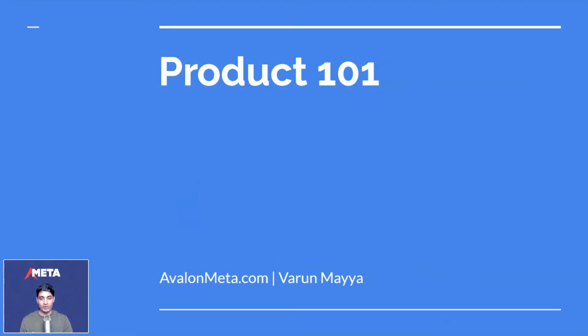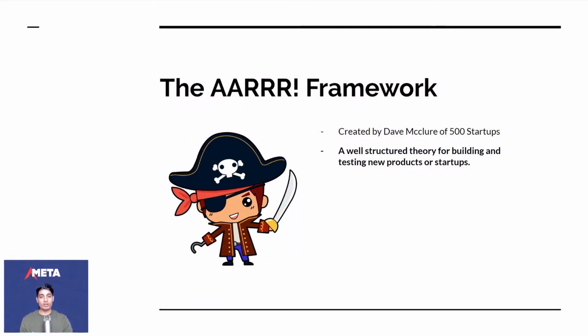Alright guys, so this is Product 101. We are going to learn the AARRR framework, also known as the pirate framework. This was created by Dave McClure of 500 Startups. I think it's a very good way to put across how a digital product is built, but you could also apply it to physical products in a way. It's a well-structured theory for building and testing new products or startups.